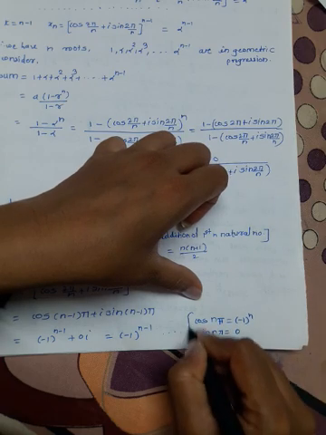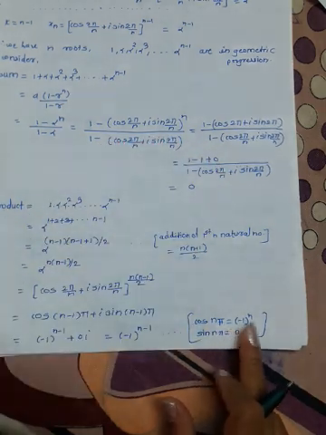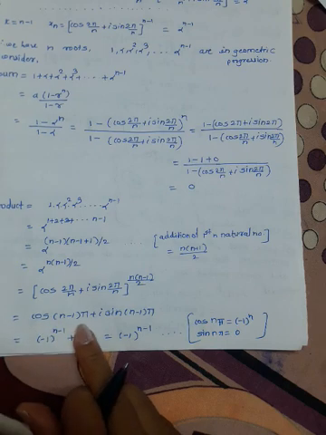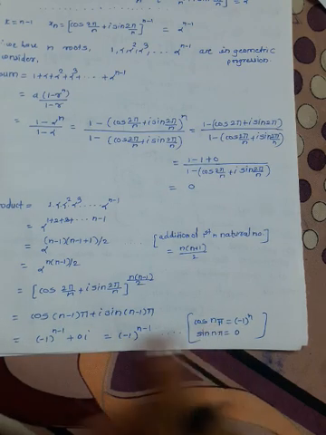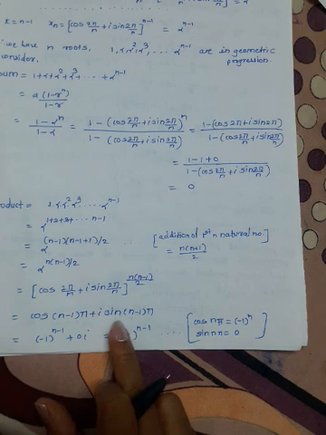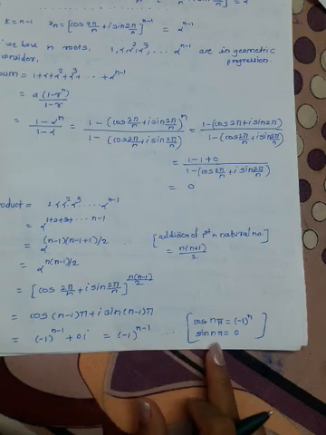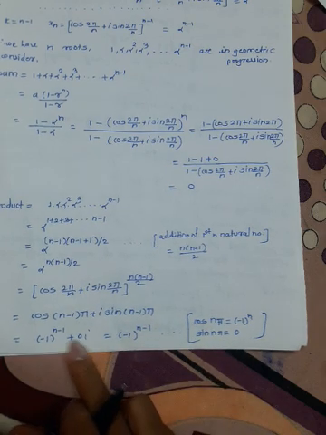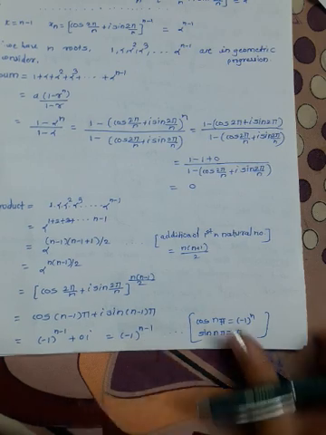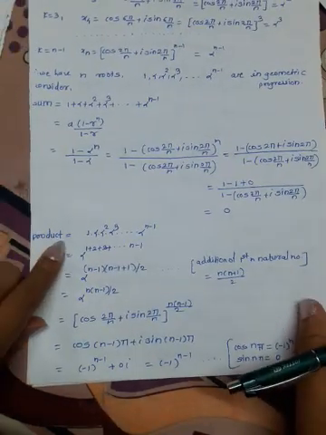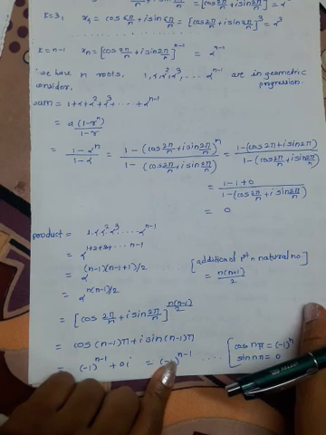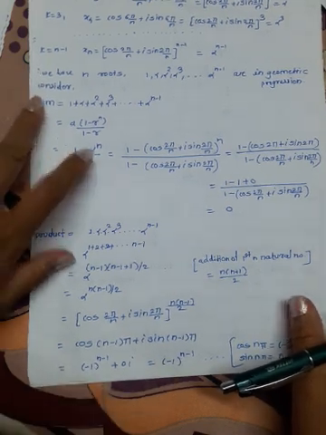This is the formula, that cos of n pi is minus 1 raised to n. Therefore cos of (n minus 1) pi becomes minus 1 raised to n minus 1. And sin of any natural number into pi becomes 0. Therefore the answer is minus 1 raised to n minus 1. The product of n roots of unity is minus 1 raised to n minus 1, and the sum is 0.